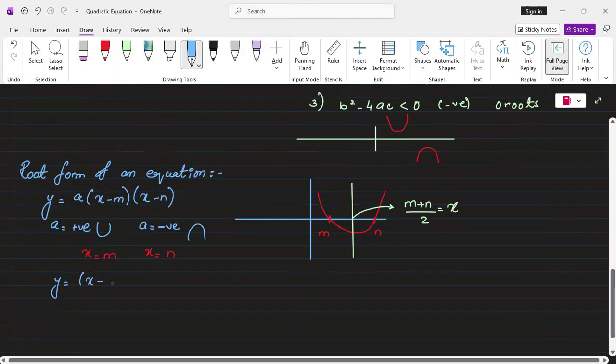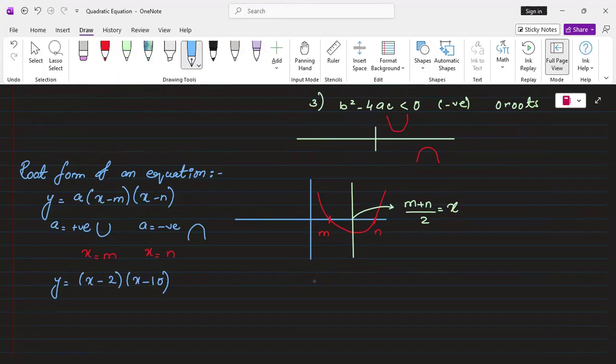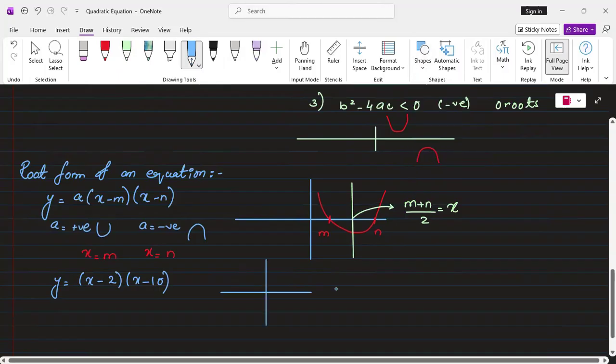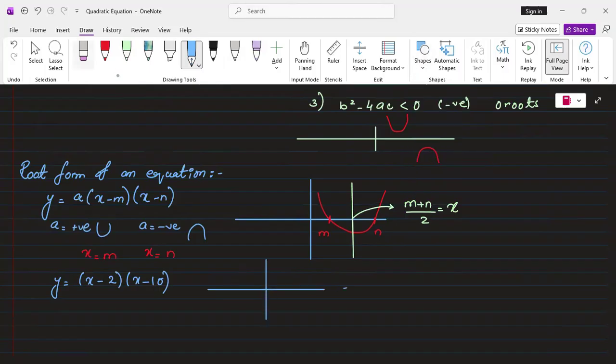x minus 2 and it's like x minus 10. Now I need to find out the turning point of this curve. So I know that the curve would be having 2 points there. So x is equal to 2 and x is equal to 10. And the curve will be formed like this, this will be 2 and this will be 10.